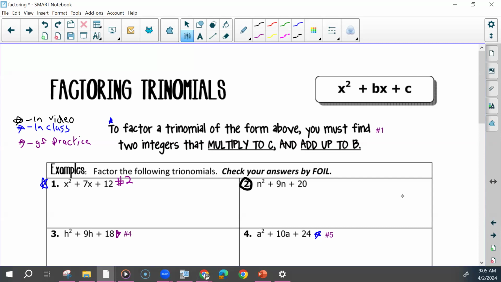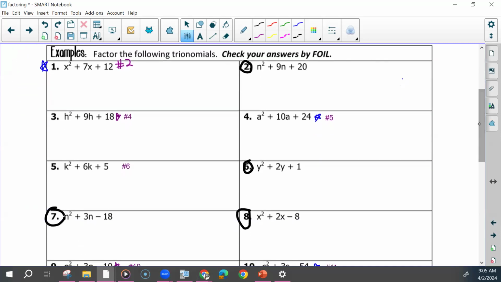So like for number 1, we need two numbers that multiply to be 12. Think of numbers that multiply to be 12. 4 times 3. What else? 6 times 2. Anything else? The negatives, both being negative, would also work. What other numbers? 12 and 1.